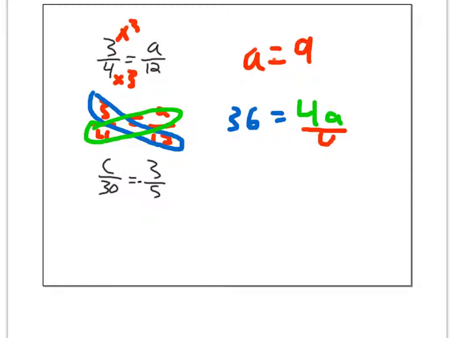Okay, so I divide by 4 on both sides. 4 divided by 4 is 1. Sorry about the bell. And 36 divided by 4 is 9. And I would flip that around and get a equals 9.